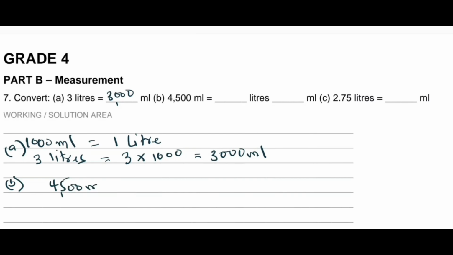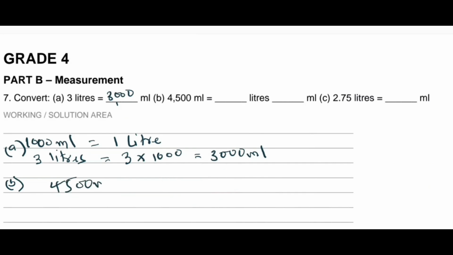4,500 milliliters is equal to 4,500 divided by 1,000. Have you seen it? Yeah. So now this 0 will cancel this 0. This 0 will cancel this 0. Then, because there's an extra 0 here, it will move the point in between the 4 and the 5. Have you seen it? Yes.